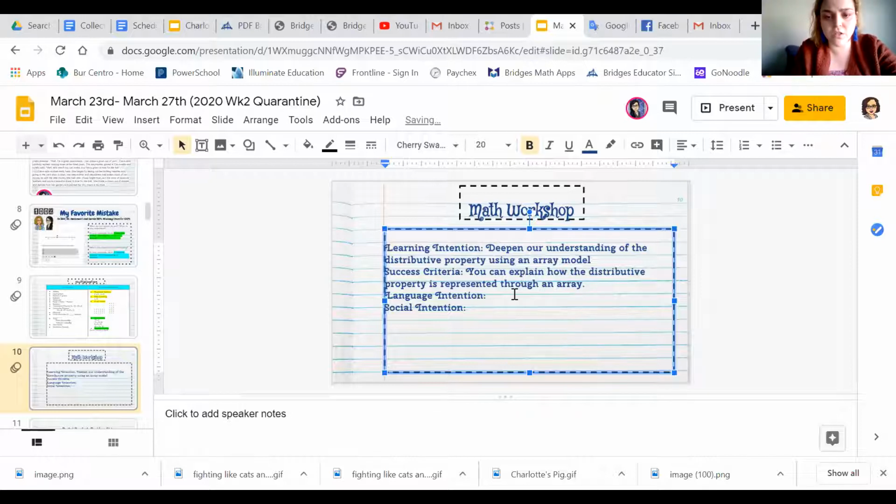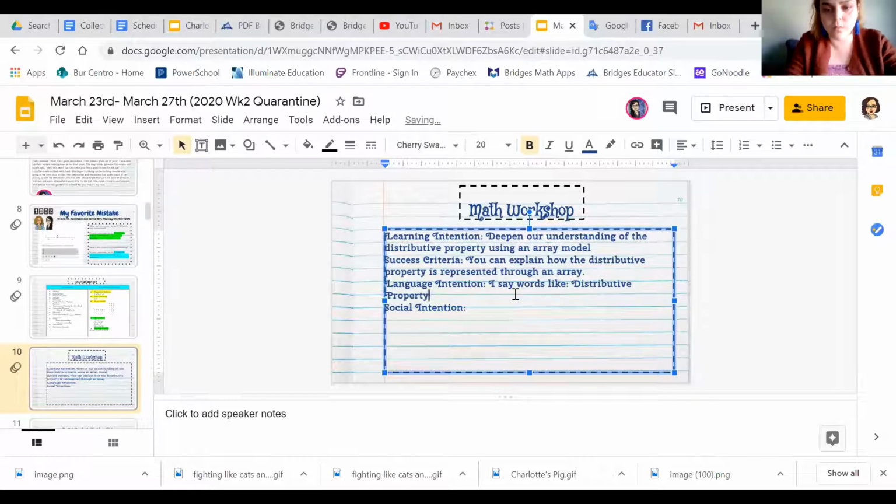Learning and language intention. I know we're not in class and you don't have the same speaking opportunities, but you can still say them out loud, maybe to an older brother, cousin, older sister. I say words like distributive property, decompose, products, and factors. And our social intention: I do my work even when no one is looking. That one is important.